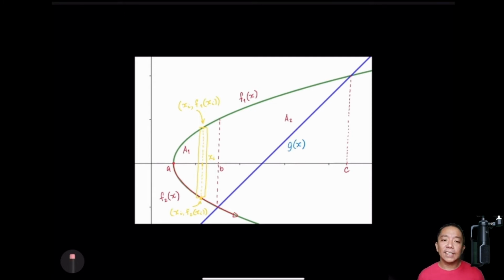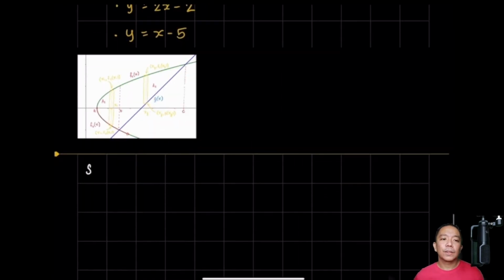For the second region, let's again draw an approximating rectangle. Para lang malinaw, let's call this the jth rectangle. So yung taas will be x sub j, f sub 1 of x sub j, at dun sa baba, yung coordinates niya will be given by x sub j, g of x sub j. Okay, now that we've set up our figure, let's proceed na dun sa solution ng area.